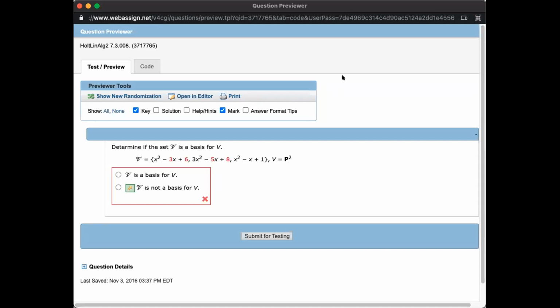Okay, so this is the question. Determine if the set V is a basis for V. Gosh, that always annoys me when they choose the same letter, so that when you say it out loud it doesn't really, you know what I mean? But let's see, I'm going to write these down. X squared minus 3x plus 6, 3x squared minus 5x plus 8, and x squared minus x plus 1. And I'm looking at P2. Okay, so determine if it's a basis.